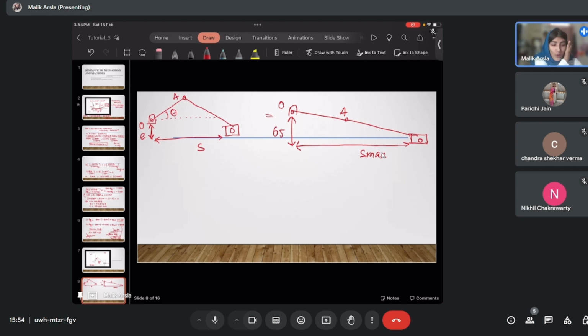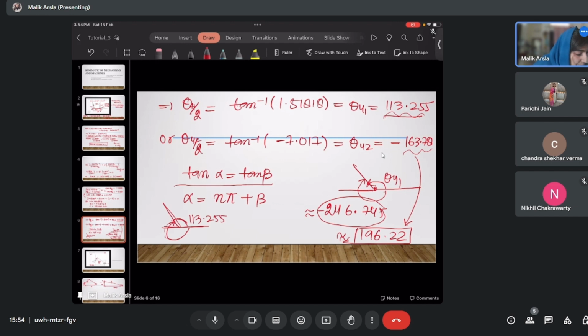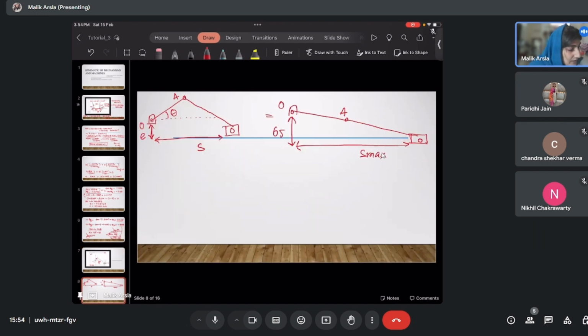So OA was given in the question, right? OA is given as 20 and this S max is given. Now how do we figure out this? This is equal to 110, this is equal to 65, this is equal to 20, and this is equal to, you can call it AB. So quickly calculate this distance.